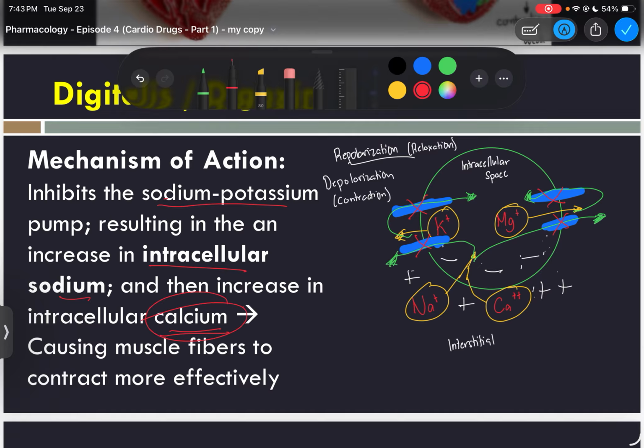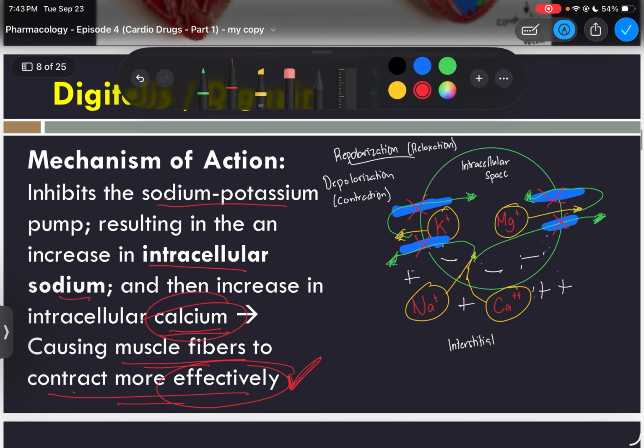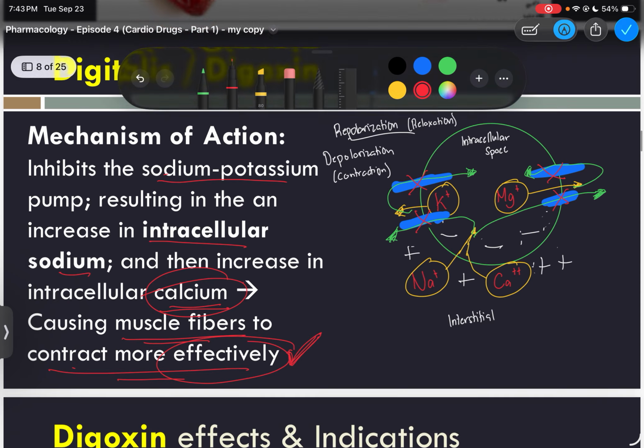Because calcium is increased inside the cell, this will cause the muscle fibers to contract more effectively. So, muna siya, that is what's gonna happen. Okay? So, muna siyang action sa atong digoxin. Because the calcium remains in the cardiac myocyte, then it causes the muscle cells to contract more effectively.